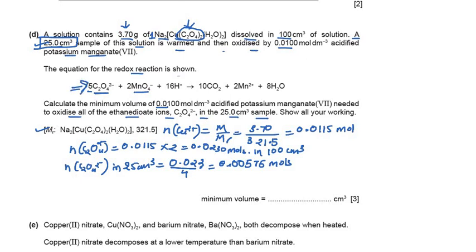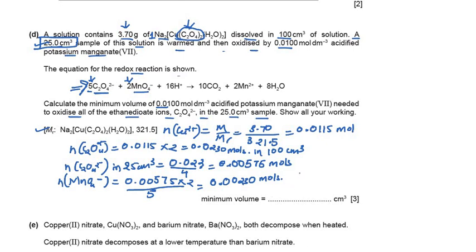So again have a look at the equation where we can see that the mole ratio is 5:2. If we want to calculate the moles of manganate ions from this, then we need to multiply the same moles first by 2 and then divide it by 5, which gives us the answer of 0.00230 moles. From these moles we need to calculate the volume required of 0.01 mol per dm³ concentration.